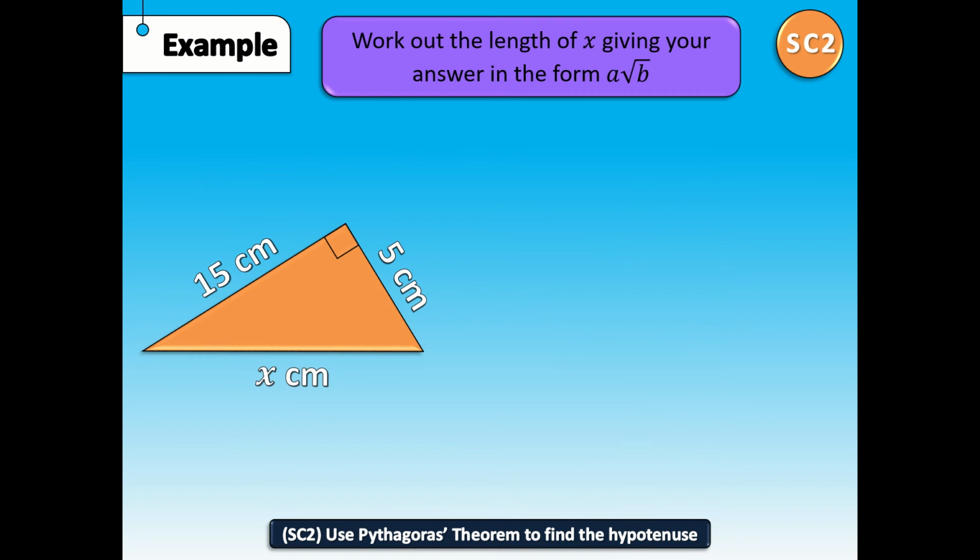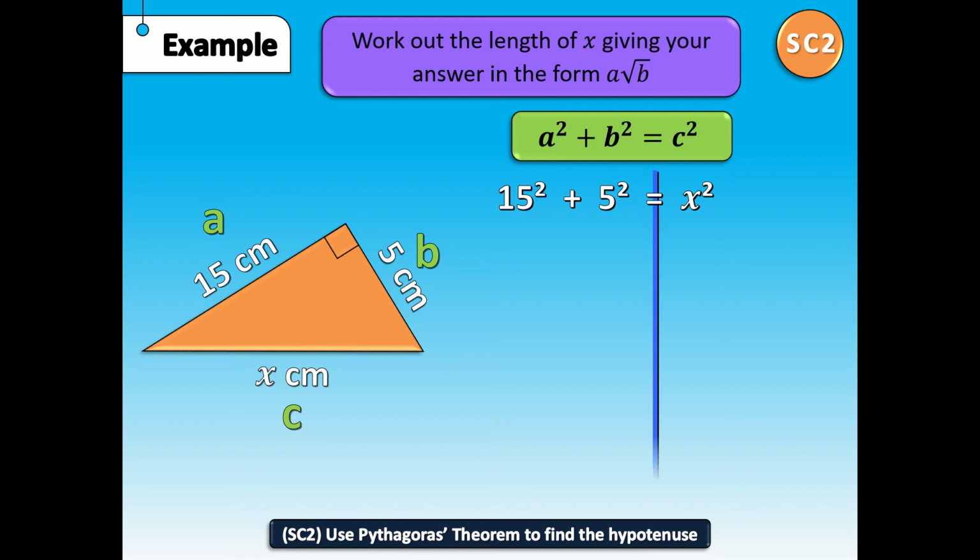In this example, I want to give my answer in the form a root b. So this is leaving our answer in what we call surd form. So I do the same thing. This side has to be c, because it's opposite the right angle, and it doesn't matter which one's a and b.